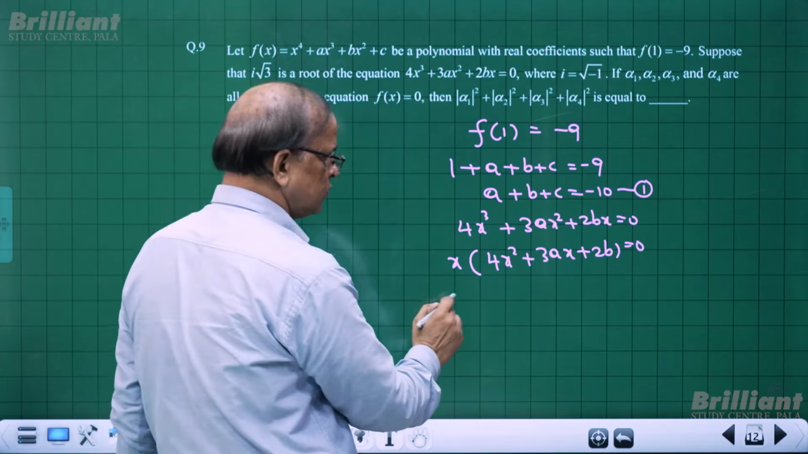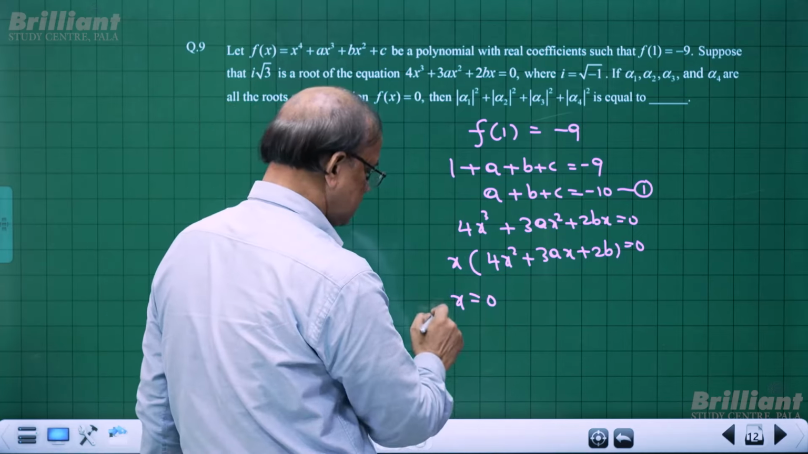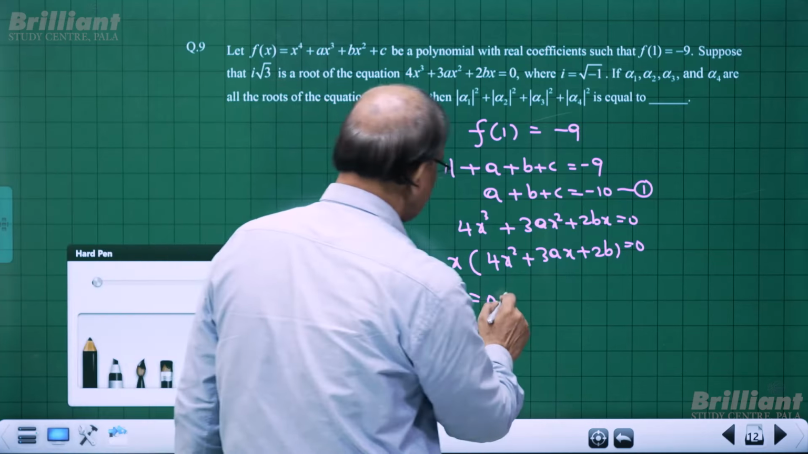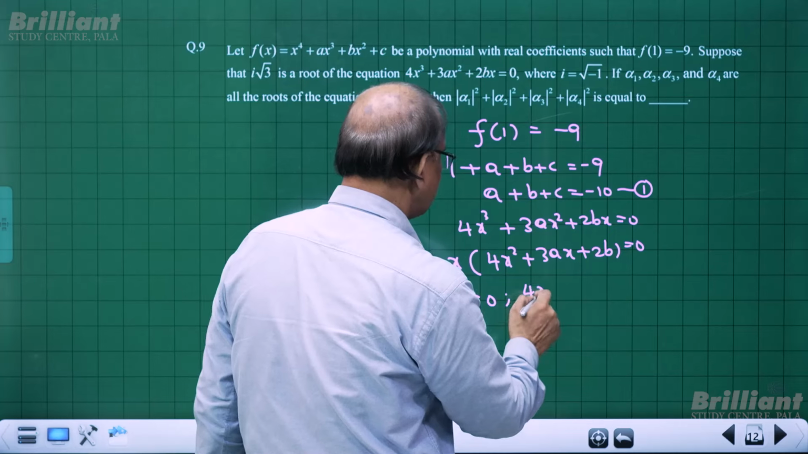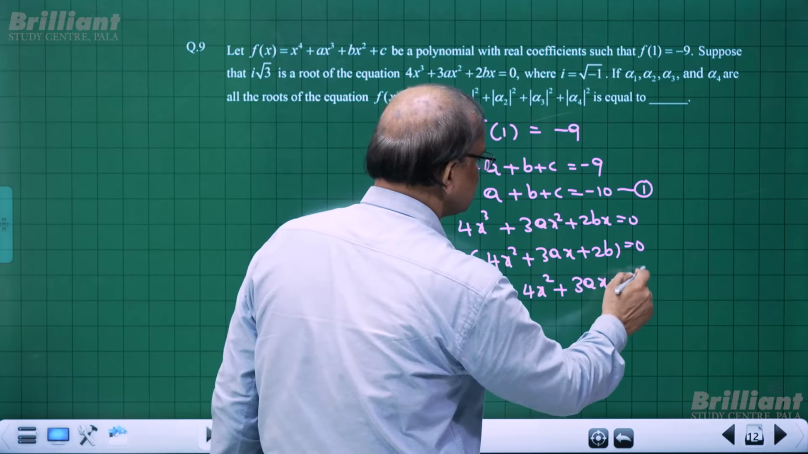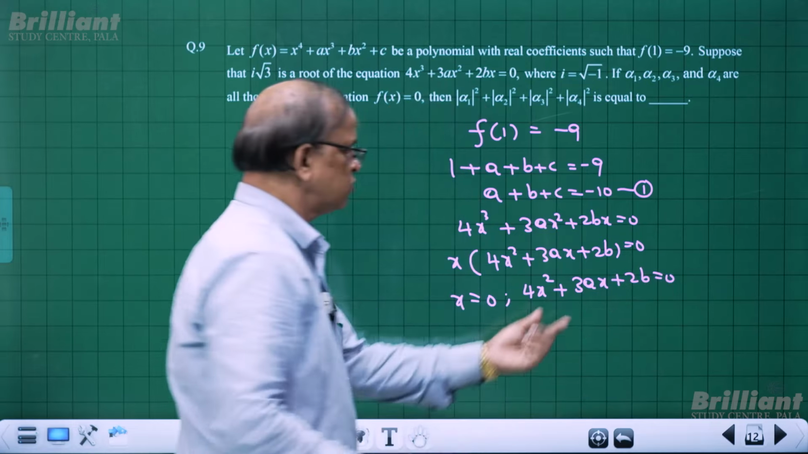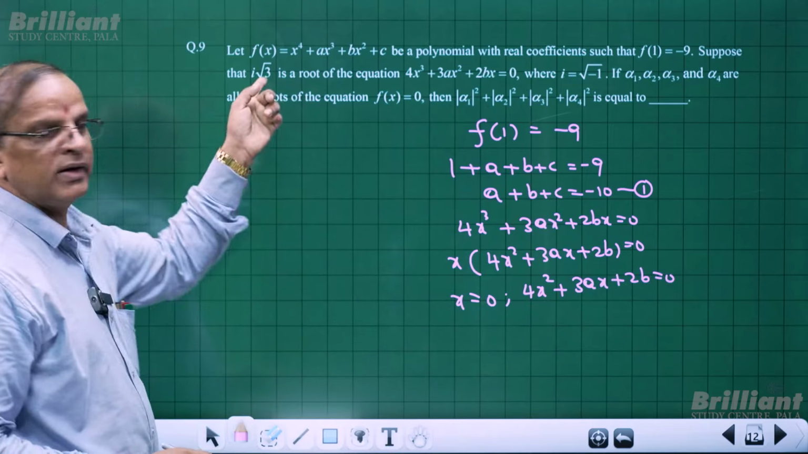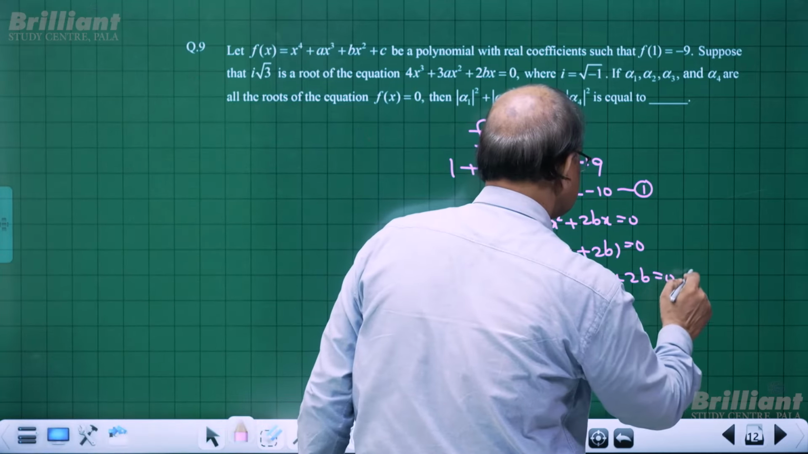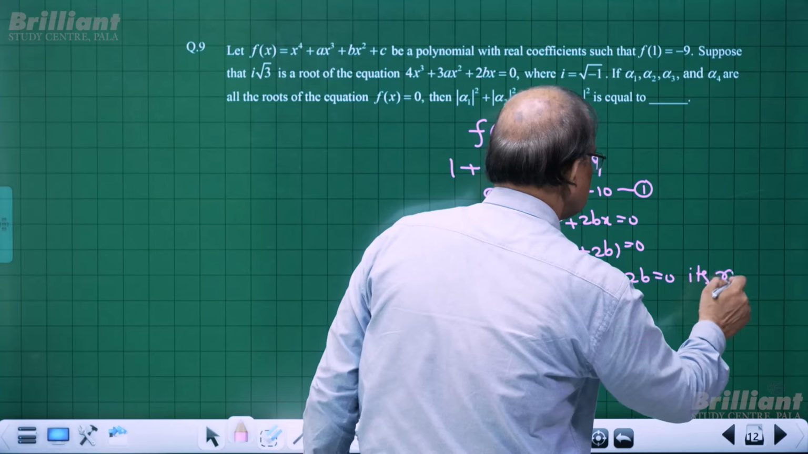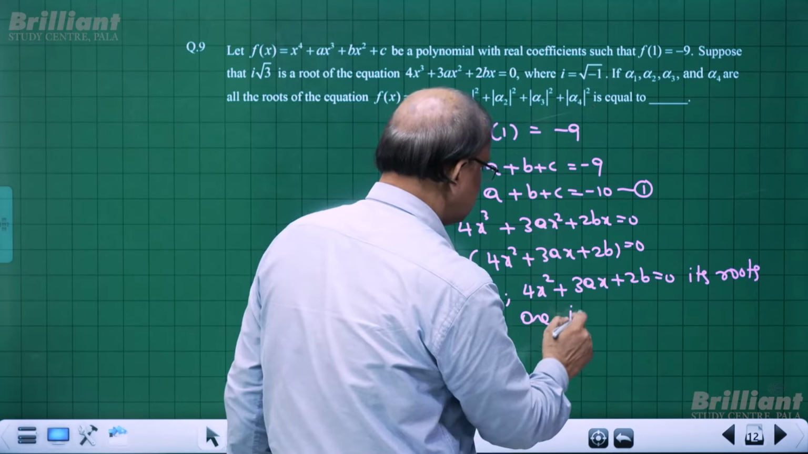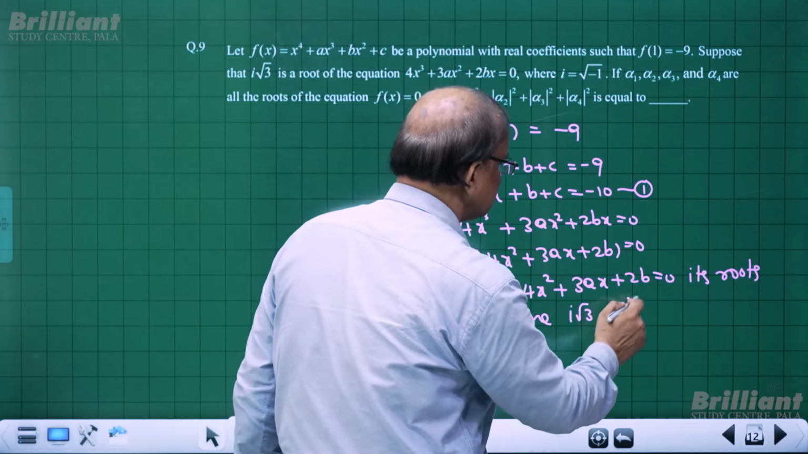So, x equal to 0, and this is 4x square plus 3ax plus 2b is equal to 0. So, its roots are i root 3 comma minus i root 3.